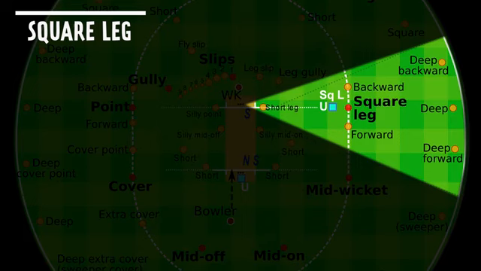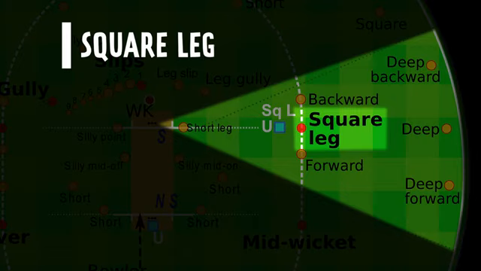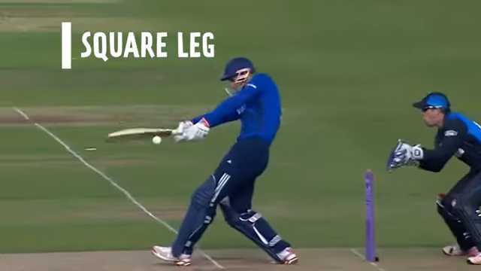Similar to mid-off and mid-on, fielding positions in point and square leg are also identical. Square leg is exactly opposite to point in the same line of batsman's crease.